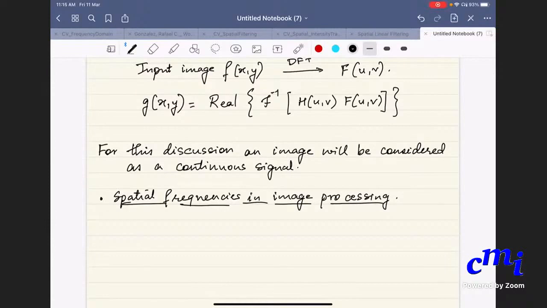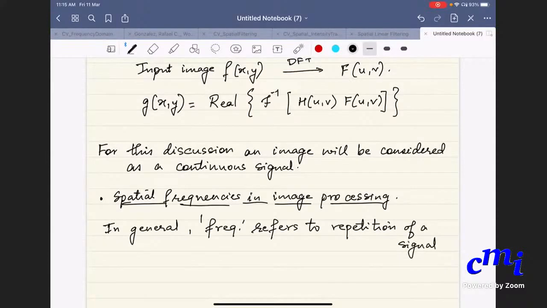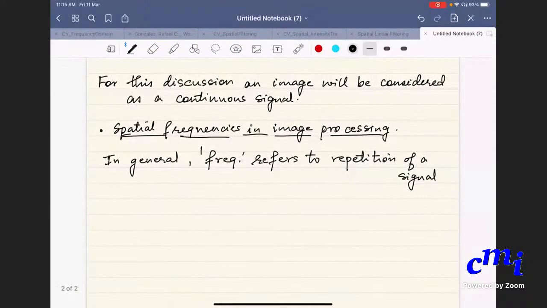In general, the word frequency refers to the repetition of something, right? So in general, frequency refers to repetition of a signal. For example, you can have something like this. If you think of that function as a signal, how many times is this peak being repeated in a given time interval? You can count that as a measure of frequency.